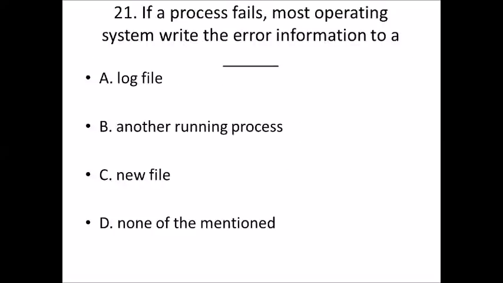21st bit. If a process fails, most operating systems write the error information to a dash. Option A, log file. Option B, another running process. Option C, new file. Option D, none of the mentioned.